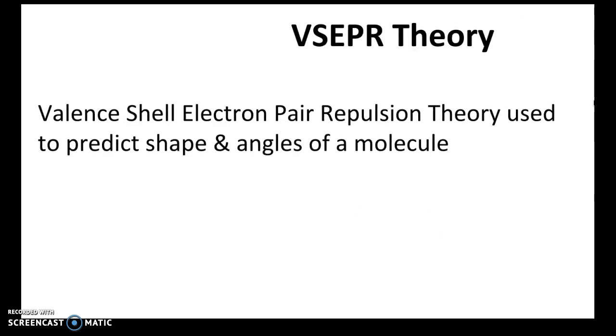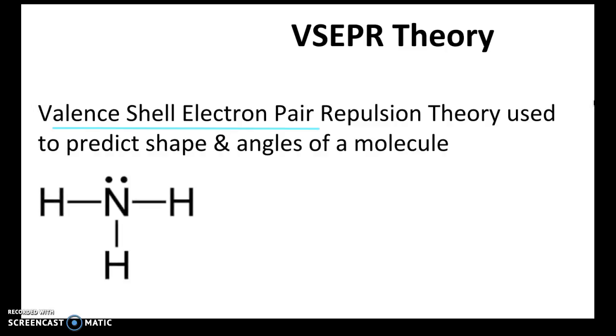Okay, so we're mentioning this VSEPR theory and VSEPR structure. So what is VSEPR theory? VSEPR stands for valence shell electron pair repulsion theory. And as we talked about before, it's used to predict both the shape and the angles of a molecule. Well, let's break down what valence shell electron pair repulsion means. So let's start with the words valence shell electron pair.